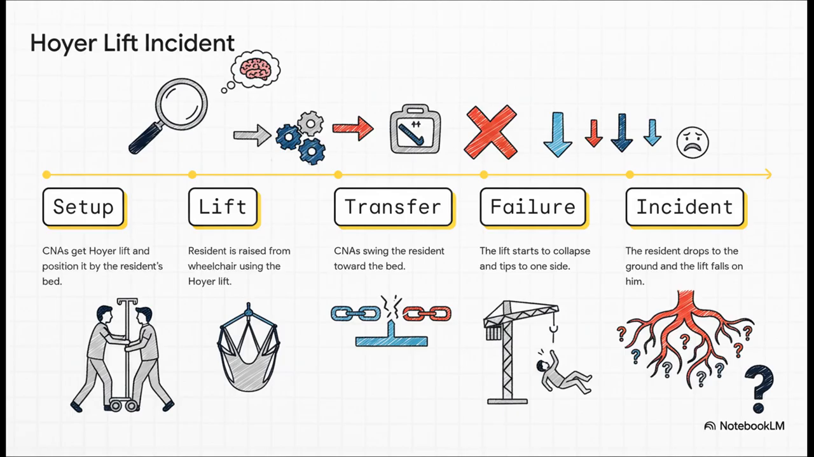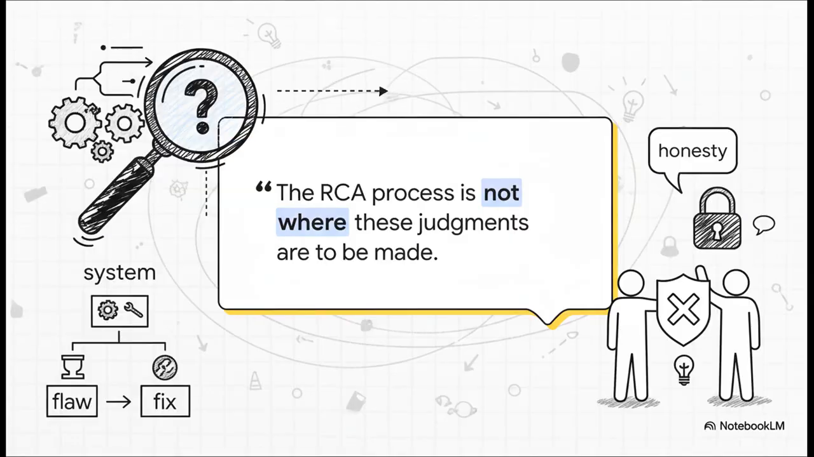The problem on the surface, a patient was injured when a lift collapsed. But a good detective doesn't stop there. They ask why. Why did the lift collapse? Well, it couldn't handle the weight. Okay, why was the wrong lift being used? Was it a training issue, or was the right lift broken, or were they labeled in a confusing way? You see, you have to keep digging, asking why, until you hit a dead end. That's your root cause.